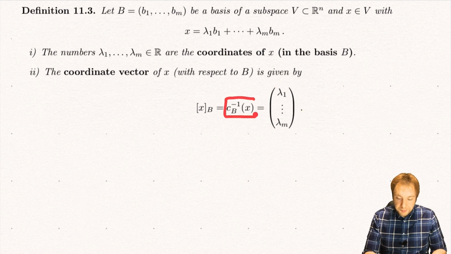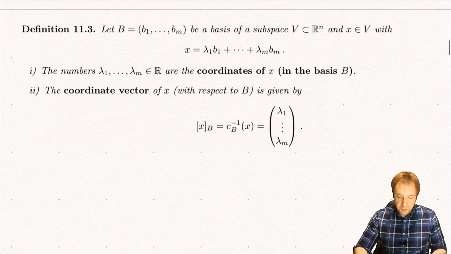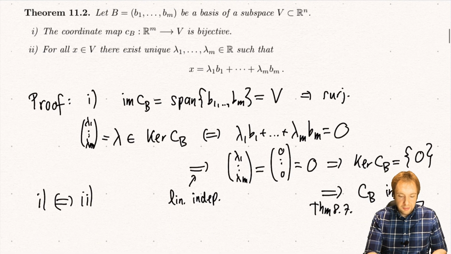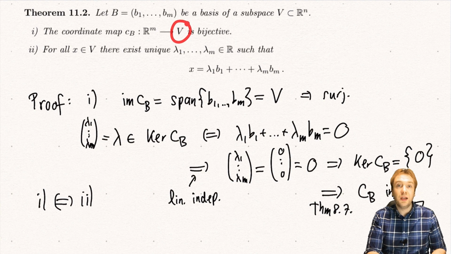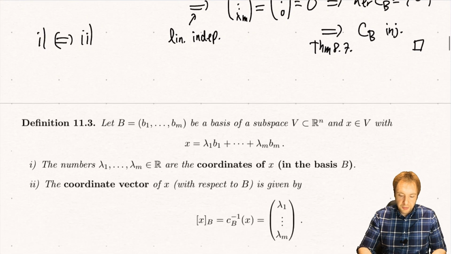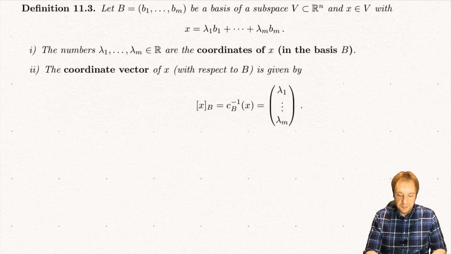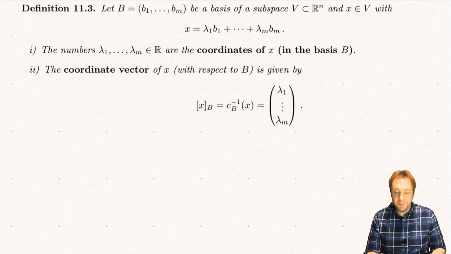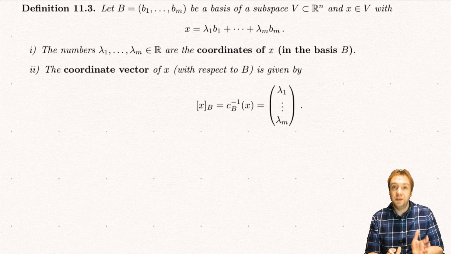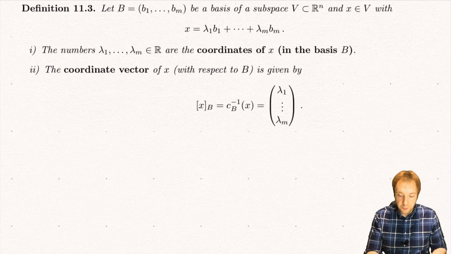But also this is the inverse of the coordinate map of this vector x, because the coordinate map goes in this direction. It sends a vector lambda 1 up to lambda m exactly to this linear combination. Therefore, if I start here with an element x in V, and I want to know these lambdas, then what I need to take is the inverse, going in the other direction. So the coordinate vector is just another way of writing the inverse of the coordinate map. The inverse of the coordinate map gives us, for a given element x in a subspace, its coordinates with respect to the basis.